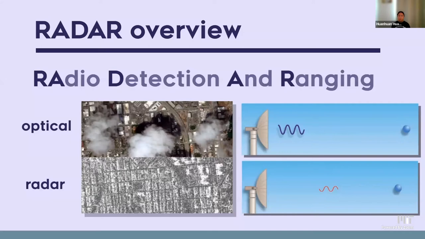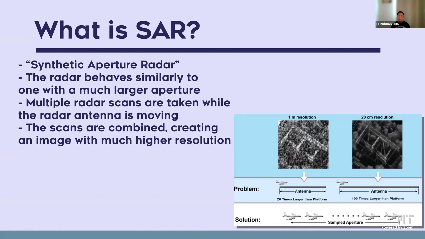Now, what is SAR? SAR stands for Synthetic Aperture Radar. SAR behaves similarly to a radar with a large aperture. A larger aperture produces a smaller beam of energy, or higher gain, resulting in a higher signal-to-noise ratio, which is an indicator of the effectiveness of the scan data. SAR works by taking multiple scans of an object as the SAR is moving. These multiple scans will be combined, generating an image with a much higher resolution.